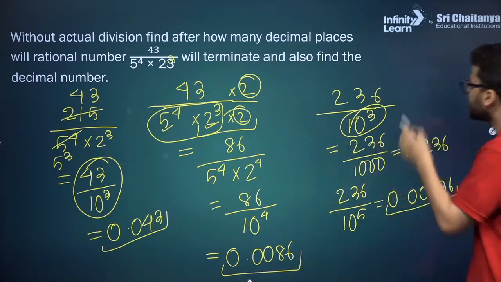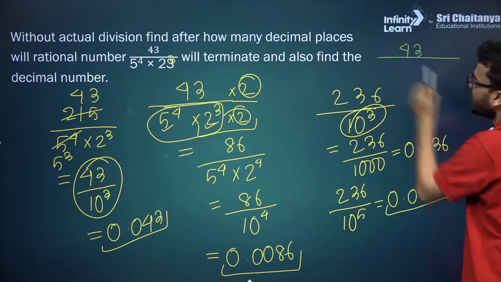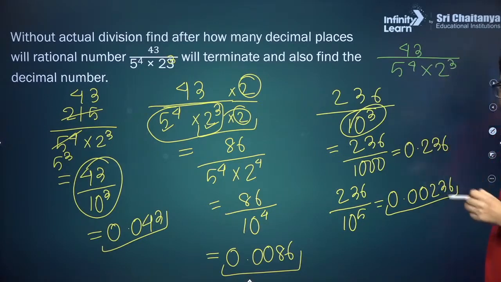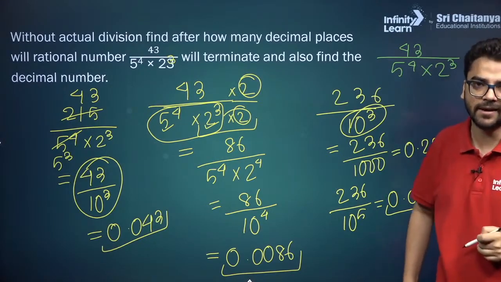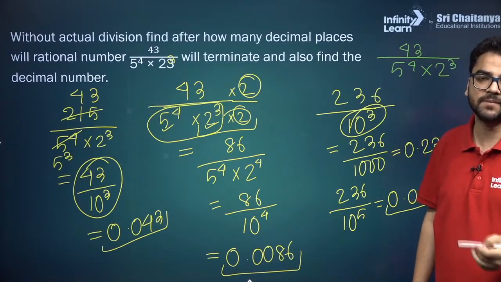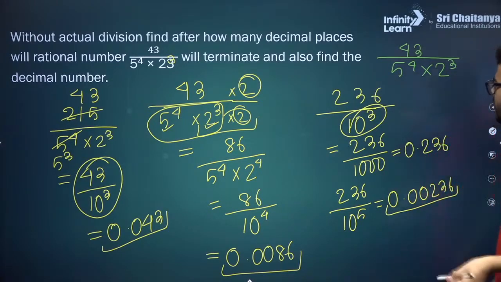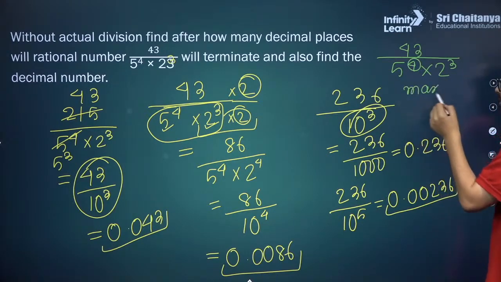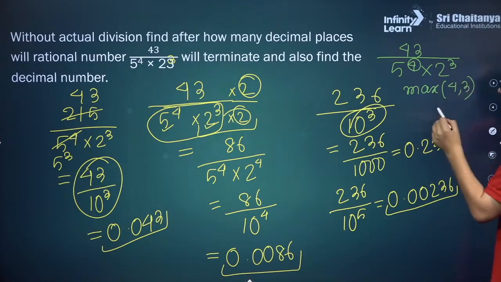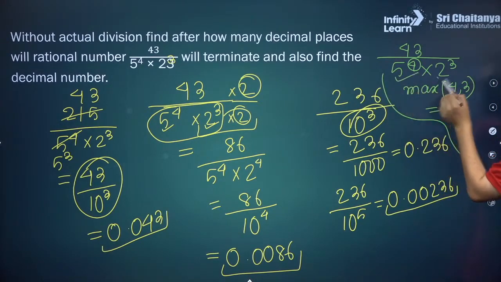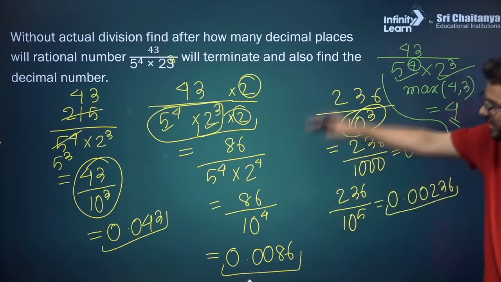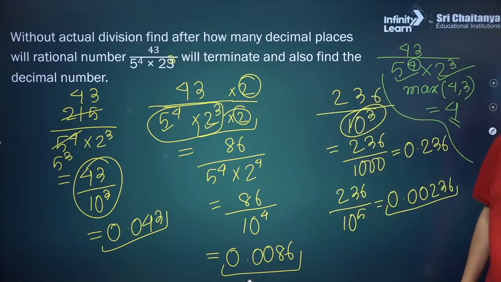The shortcut is what? This question was given: 43 divided by 5 raised to the power 4, 2 raised to the power 3. And the question is, after how many places of decimal will it terminate? So, what will you say? You will directly say it will be 4. The answer will be the maximum of 4 and 3, the maximum of the powers of 5 and 2 over here. So, that will be 4. I hope that is clear. And the method also I had explained, how we are doing it. I hope it is clear to everybody over here.